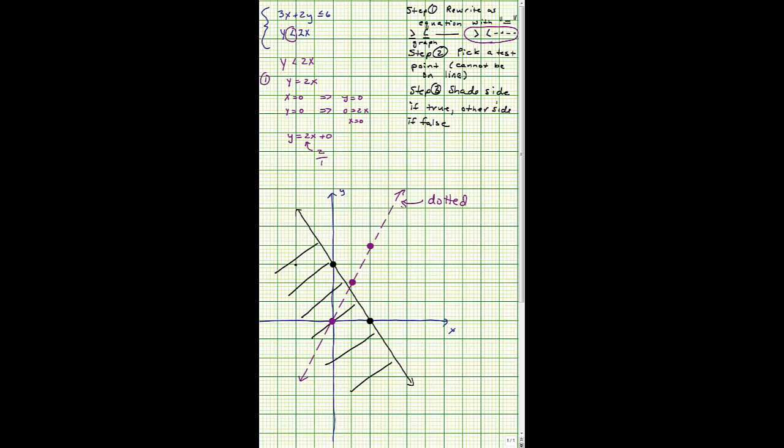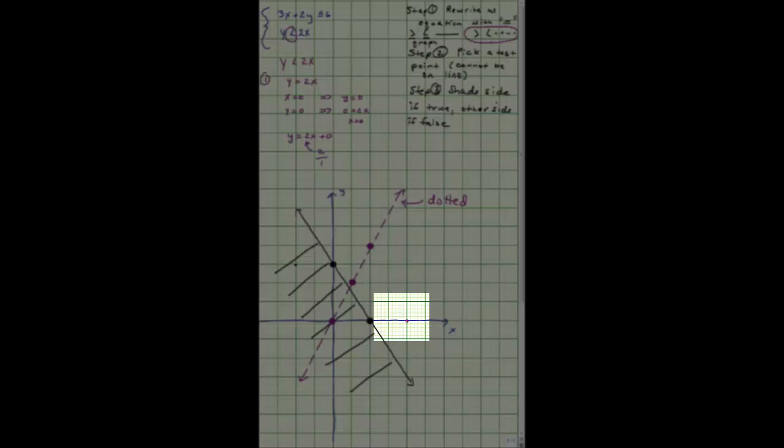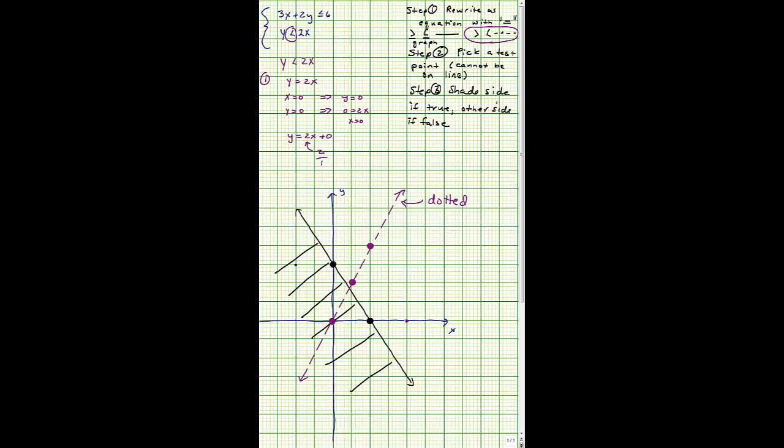Let's pick a test point. I can pick anything I want. Let's see, I think I'm going to pick a point over here. I like either letting x or y equaling 0 if I can. So that point is, let's see, 1, 2, 3, 4. That's the point 4, 0. So that's my test point for this second line.